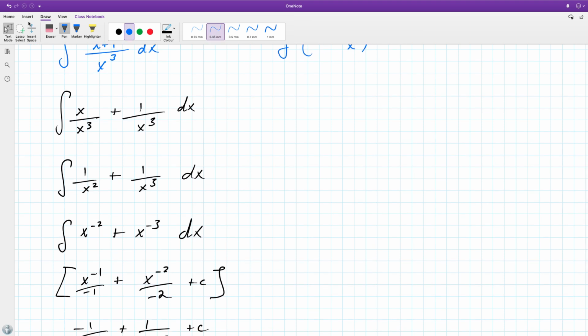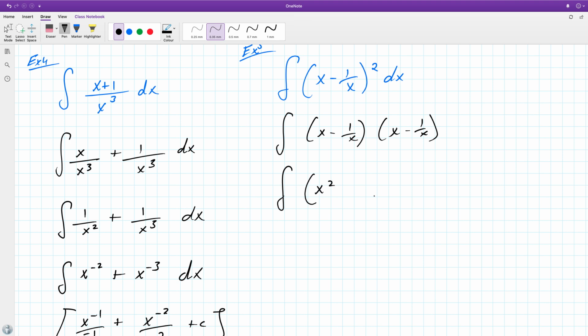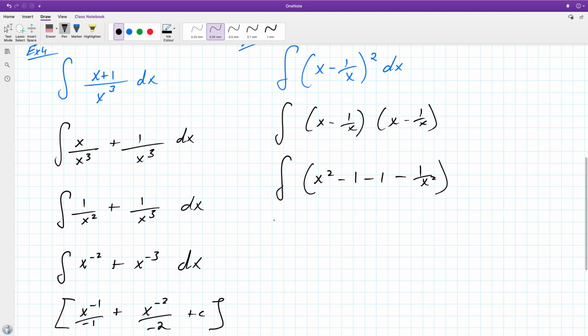Right, as I said, first things first, let's square out our brackets. Probably when it's dealing with fractions, the handiest way to do it is x minus 1 over x by x minus 1 over x. So that's the integration of x by x is x squared, x by minus 1 over x is just minus 1, as the x's cancel. Minus 1 over x by x, once again, is just minus 1 as your x's cancel. Minus 1 over x by minus 1 over x is plus 1 over x squared. So that's the integration of x squared minus 2 plus, I'm going to change this into x to the power minus 2. Just makes it easier to integrate.